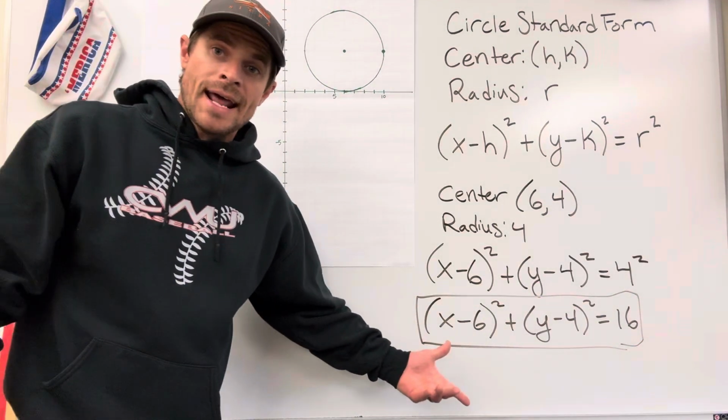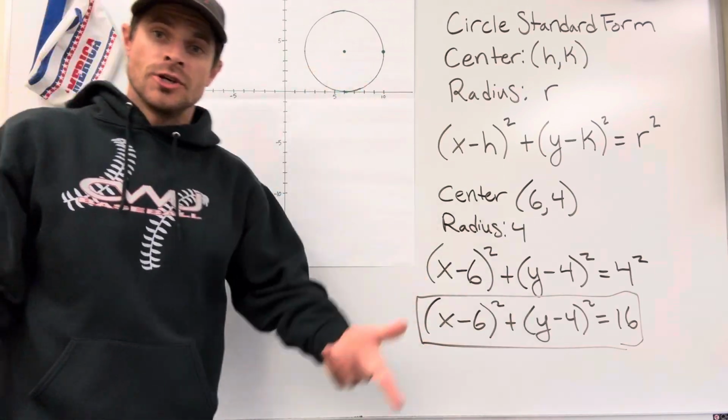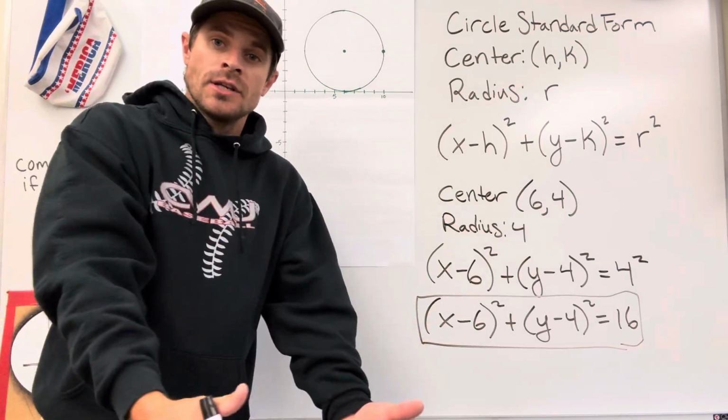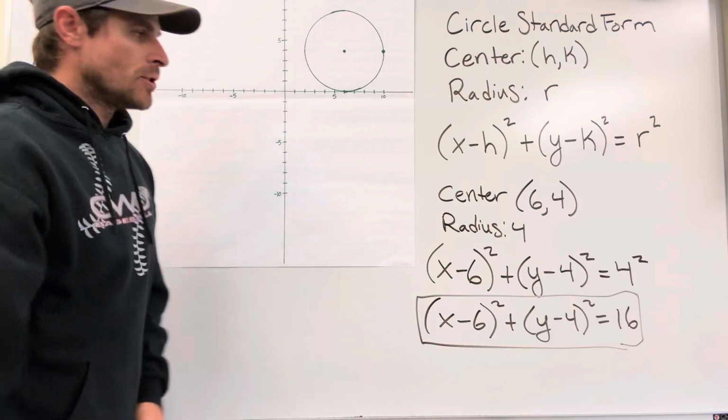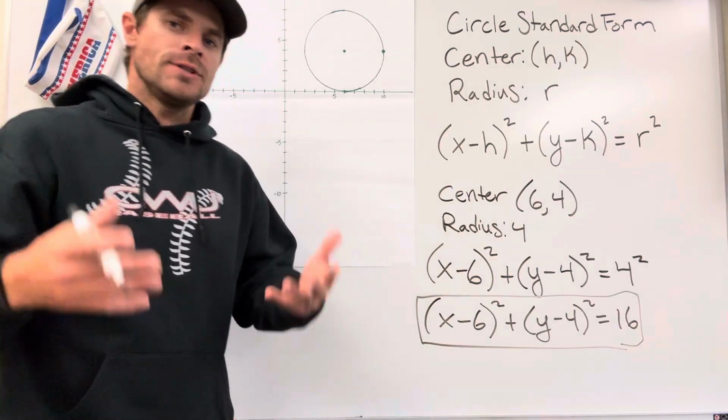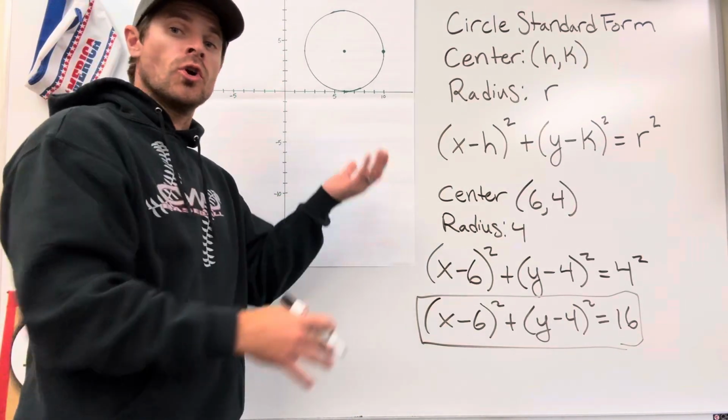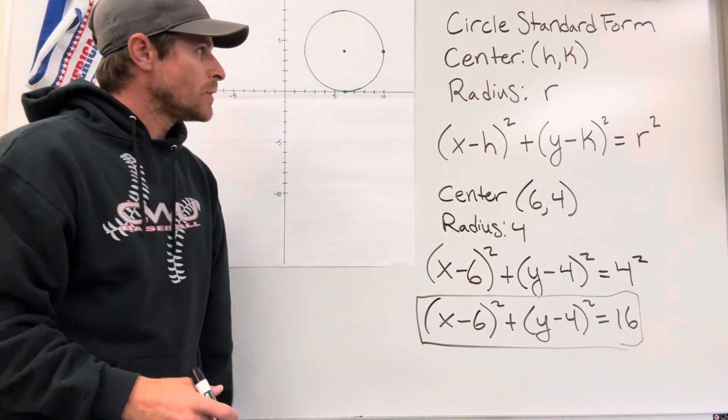So once you figure out how to write equations from a picture, then I could give you an equation and you could go and graph it. So that's what my next video will be about, how to take an equation and graph the circle on a coordinate grid. Okay, hopefully this makes sense.